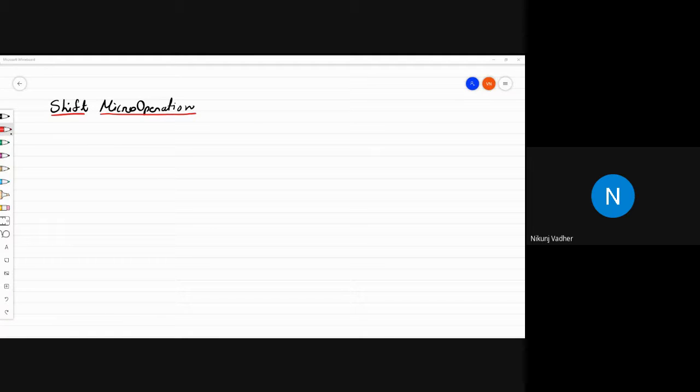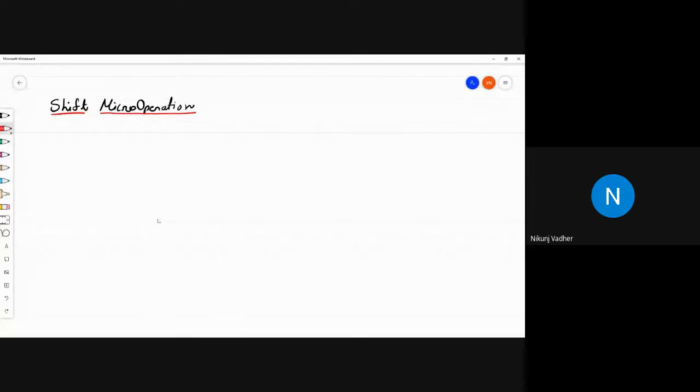Okay, let's start. So how many types of shift micro operation? Mainly there are two types, that is left shift and right shift. Okay, what is the meaning of shifting?